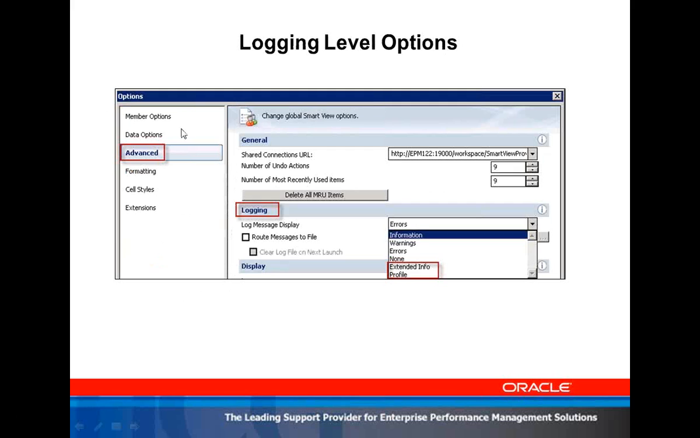So here is the options dialog. Here's the advanced category of options if you're not familiar with the options dialog. Here are the 6 different options categories. Here is the logging portion of the advanced category, and here are the 2 new choices in the log message display dropdown. So prior to this, they had information, warnings, errors, and none, but now they've added these other 2.